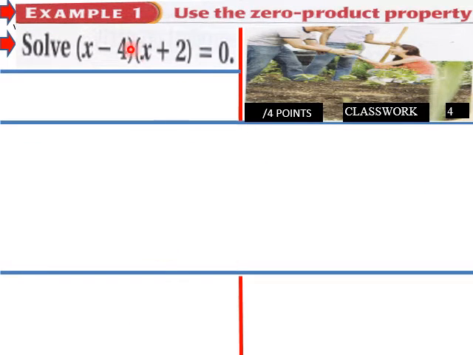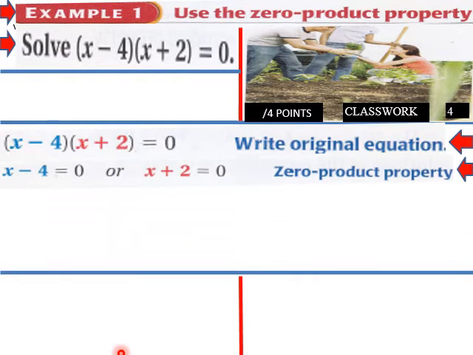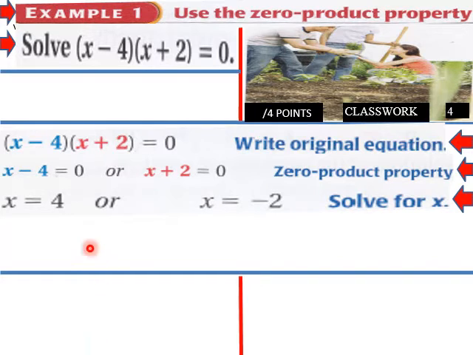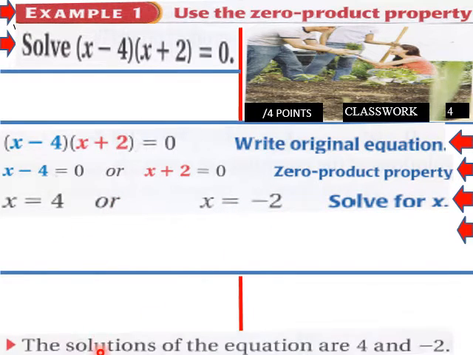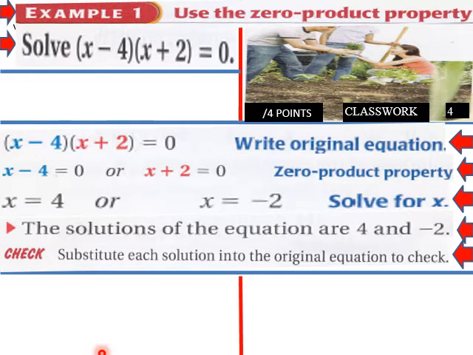Okay, example 1. Use the zero product property. We have two binomials here, and they equal 0. So x minus 4 times x plus 2 equals 0. So x minus 4 equals 0 or x plus 2 equals 0. We solve each one of these for 0 to find our solution. X equals 4 or x equals negative 2. Those are your solutions.